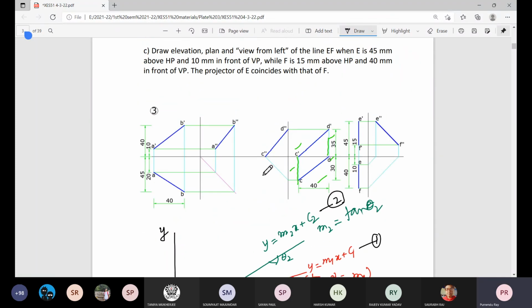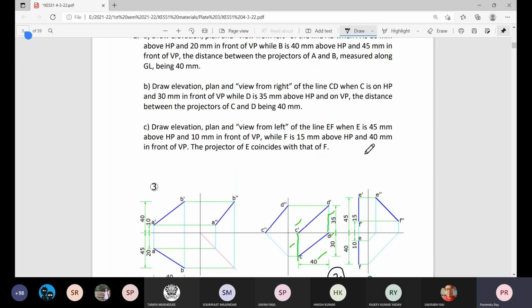So at least if we do not have that ability of visualization, this geometrical logic we must understand: C is on HP. So elevation C dash will be on the ground line, and 30 millimeter in front of VP means the plan will be on the projector at a distance of 30 millimeter, because plan distance is available. Plan distance gives us the distance from the vertical plane, and elevation distance gives us the height from the horizontal plane, or distance from the horizontal plane. That's simply like that.